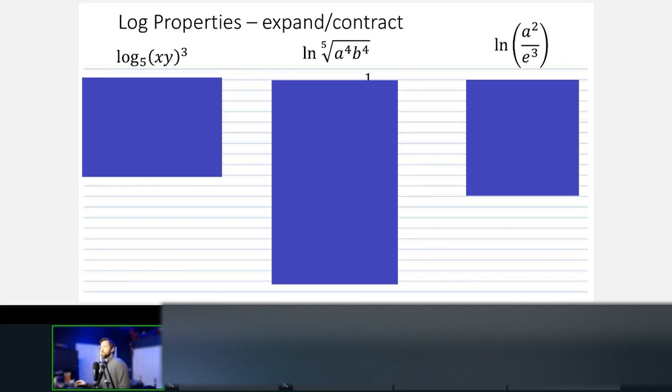Okay, log properties: expand and contract. So all of these problems, we need to expand them. Contract, you just have to go the other direction. But I believe on your test, they just want you to expand them. All right, so using our log properties, what do we do here? Yeah, move the 3 in front.